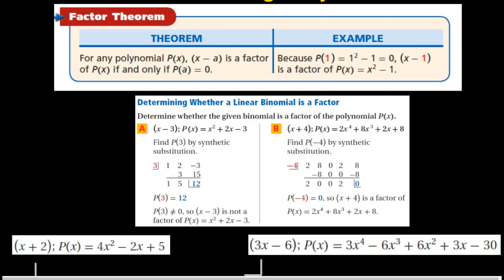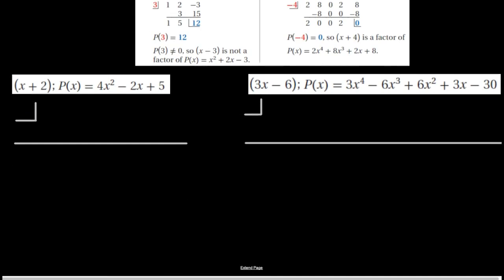Anywho, so let's check to see if x plus 2 is a factor of 4x squared minus 2x plus 5. So we'll use synthetic division to see if we get a remainder of 0. All right, so what makes x plus 2 zero is negative 2. Go ahead and synthetic divide, and we'll see what we get. So pull the 4 straight down, start it off. Negative 2 times 4 is negative 8. Add these two together, you get negative 10. Negative 2 times negative 10 is positive 20. Add those and you get a 25.